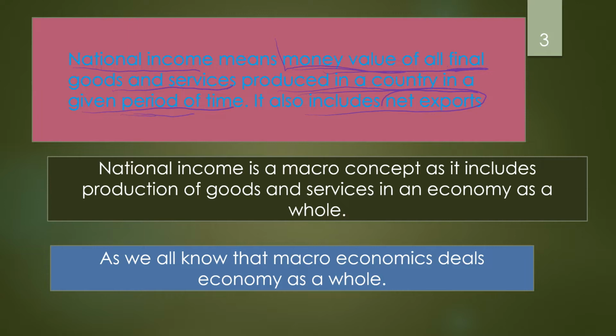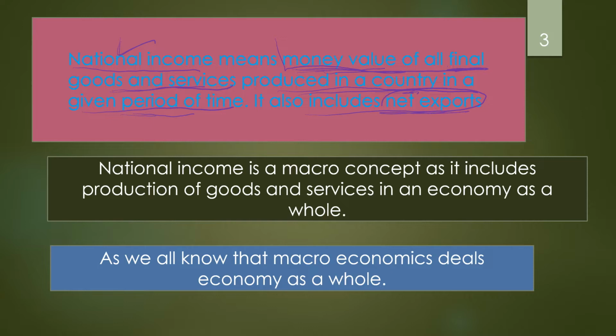Usually every country will have an accounting year or financial year. For India, the financial year is 1st April to 31st March. So from 1st April to 31st March, whatever the goods and services produced in the country, you have to consider those goods and services' money value. When you add the money value of all final goods and services which are produced in the country, you will get national income.